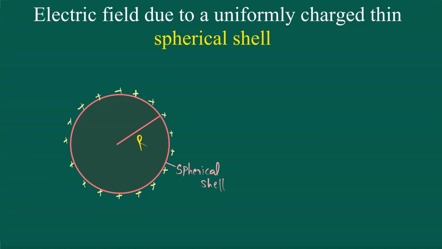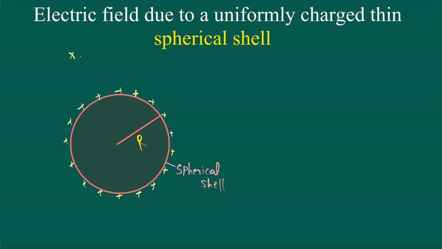Today we discuss one of the applications of Gauss's theorem, that is, to find the electric field due to a uniformly charged thin spherical shell. So we have to consider a spherical shell of radius r and the charges are uniformly distributed. At 3 points we want to calculate the electric field.